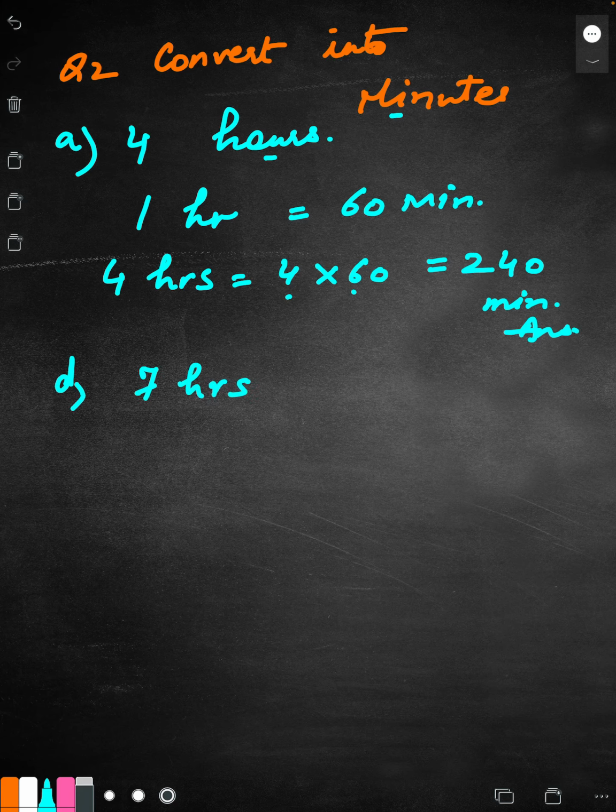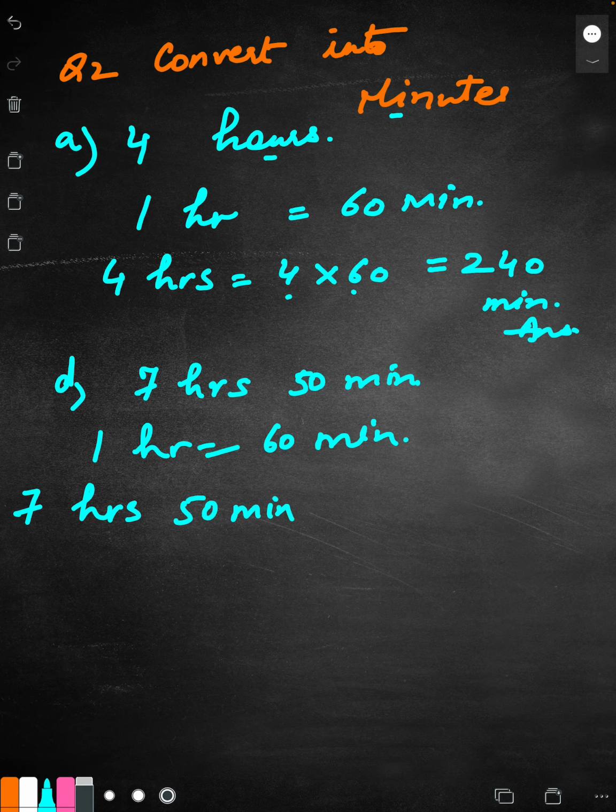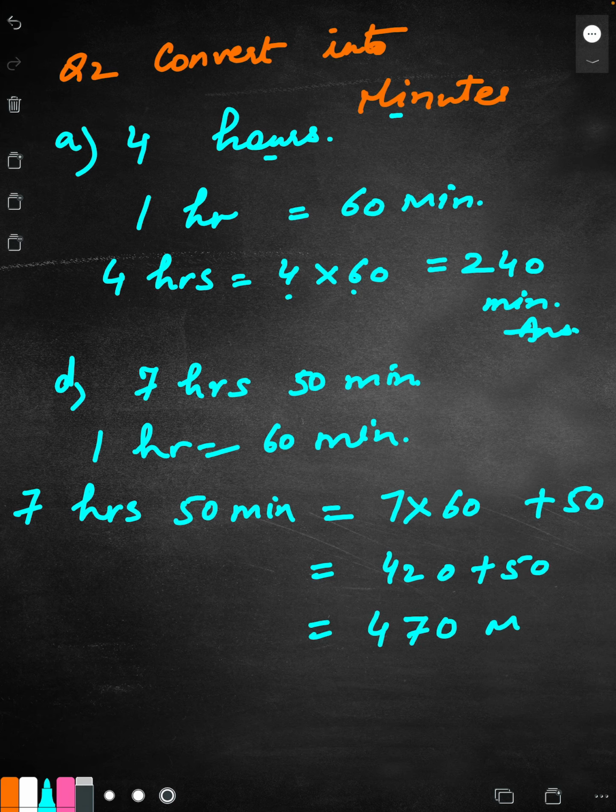7 hours and 50 minutes. As in chapter 9, the smaller unit which was already there in the question, we added it. Same we are going to do here. 1 hour is 60 minutes. And I have to convert 7 hours into minutes, and 50 minutes are already there with me. So 7 into 60 and this 50 will be added. 0 comes here, 7 6 are 42. Add 50 to it and you get 470 minutes as your answer.